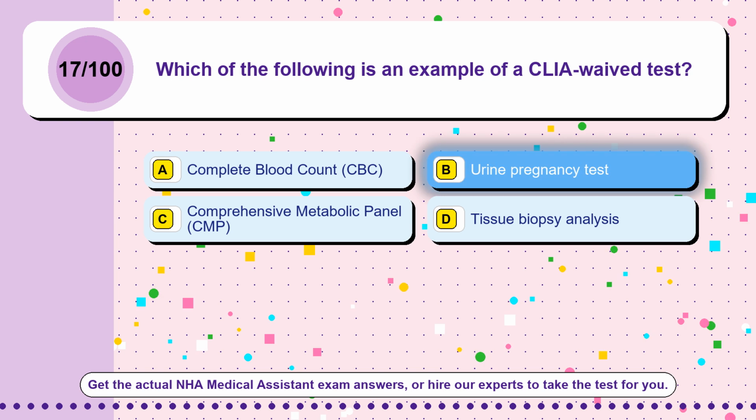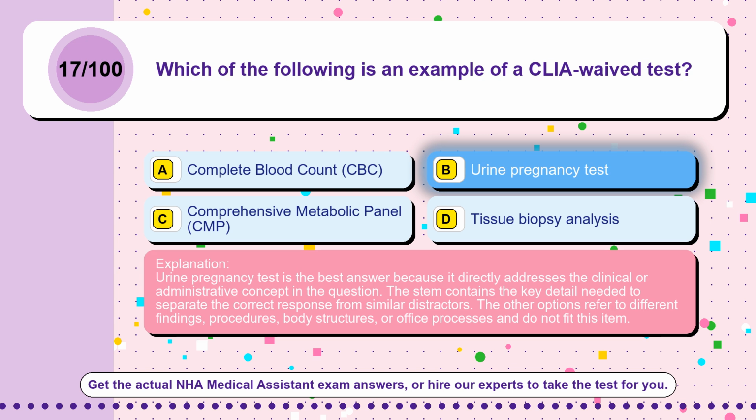Urine pregnancy test. Urine pregnancy test is the best answer because it directly addresses the clinical or administrative concept in the question. The stem contains the key detail needed to separate the correct response from similar distractors. The other options refer to different findings, procedures, body structures, or office processes and do not fit this item.